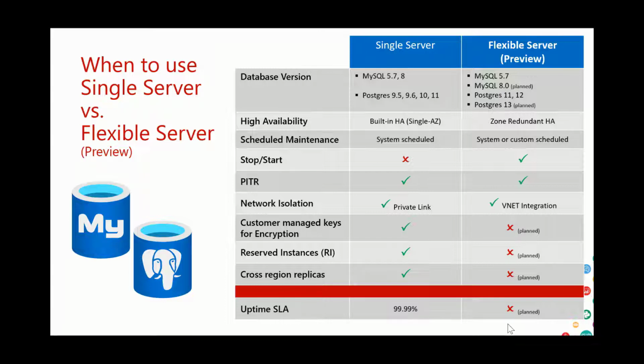In terms of maintenance, scheduled maintenance is only available in Flexible Server, which allows you to customize when your servers get upgraded and patched. With the start and stop feature, you can optimize your costs. Even though my slide isn't updated here, the start and stop feature just went live for Single Server as well. So you can now optimize your cost on both Single Server and Flexible Server. Some of the other features, like customer managed keys for encryption, reserved instances, and cross-regional replicas, are all planned, but currently not available in the preview version of Flexible Server.